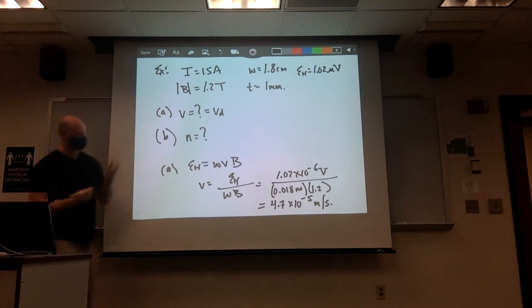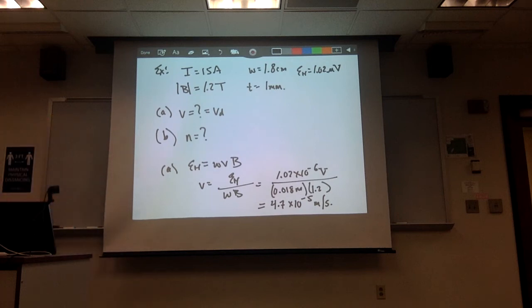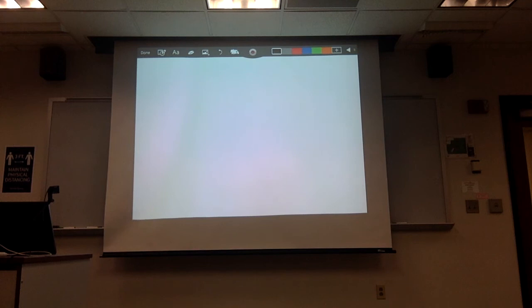For B, we now want to know the number density. So let's talk about the number density. So part B, we want the number density, right? Going back to what we did last exam, we know that either the magnitude of the current density is equal to the charge times the number density times the drift velocity, or the current is equal to the charge times the number density times the drift velocity times the area.